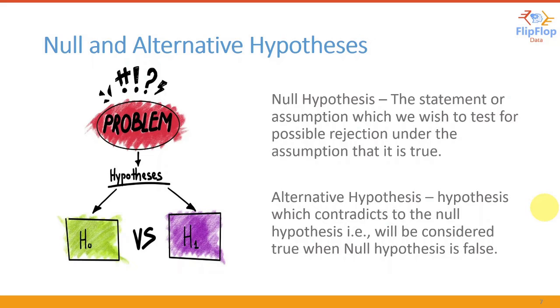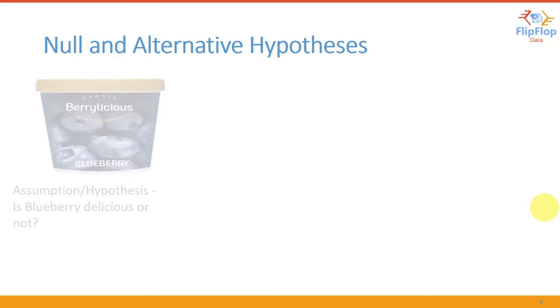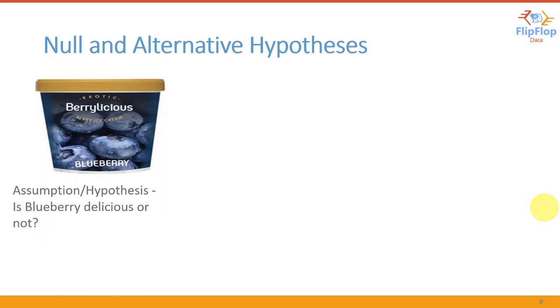First, we set up an assumption which we want to test. Let me give an example. Suppose I want to have an ice cream and I am very much interested in trying a new flavor like blueberry. I set up an assumption whether blueberry will be delicious or not. Second, I consider this assumption to be true initially. That is, I feel that blueberry flavor might always be delicious. So this is my initial assumption.